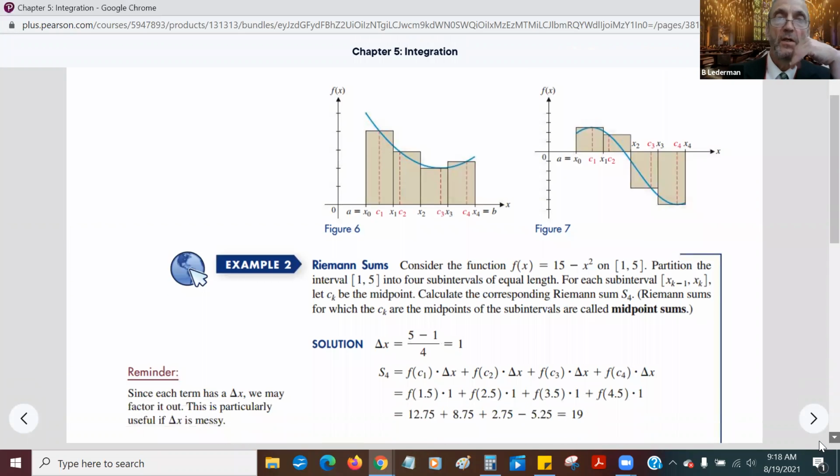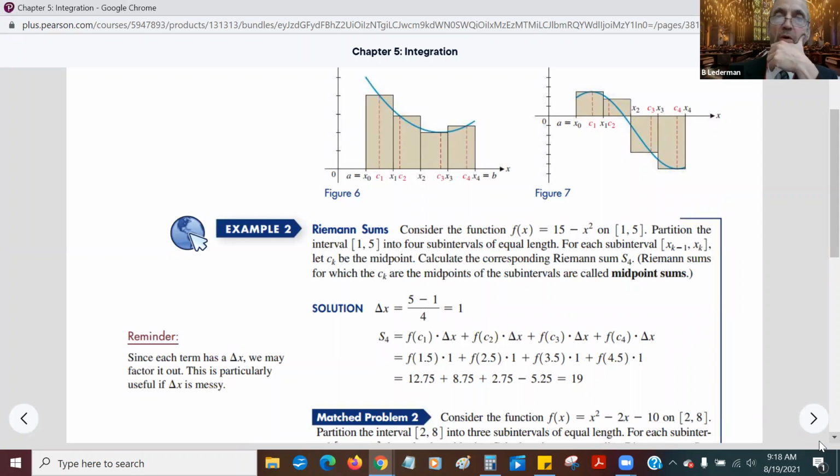Okay, well, here's our Riemann sums, and we want to look at the function f of x equals 15 minus x squared. Again, it's an upside down parabola, and we're looking at the interval from 1 to 5. So we're going to partition the interval into 4 subintervals, and that's easy because each one is going to be 1 unit wide. Delta x will be (5 minus 1) divided by 4, which is 1. And the sum now is going to be f of c1 times delta x, plus f of c2 times delta x, and so on and so forth.